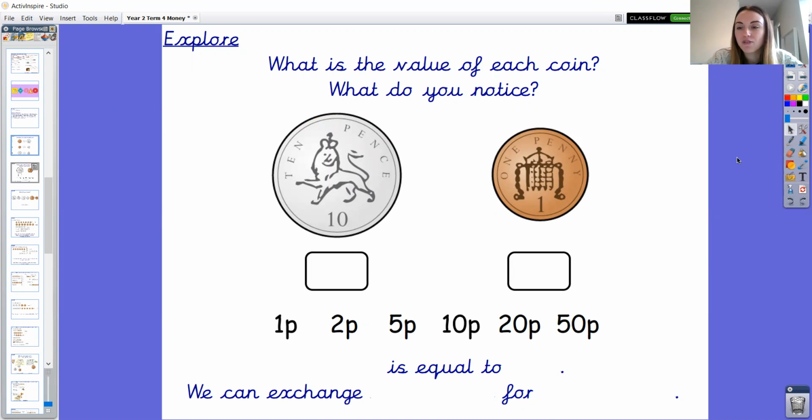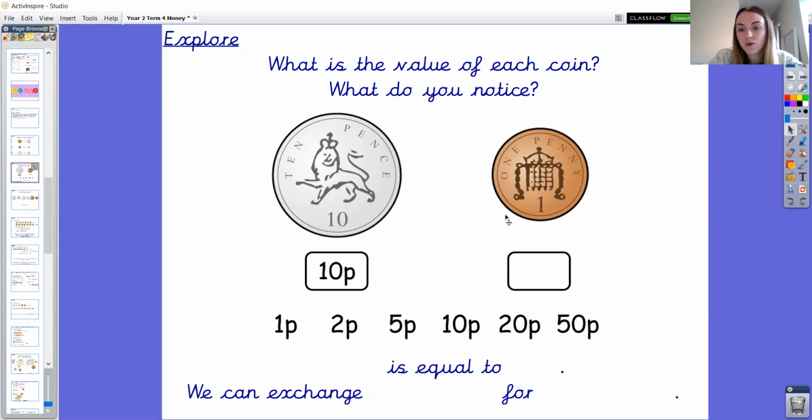What is the value of each coin that you can see on your screen? And what do you notice? Please pause the video here to discuss your thinking. Well done. So let's have a look at this first coin. Looking at the writing, it says 10 pence and it has the number 10. So this coin is 10p.